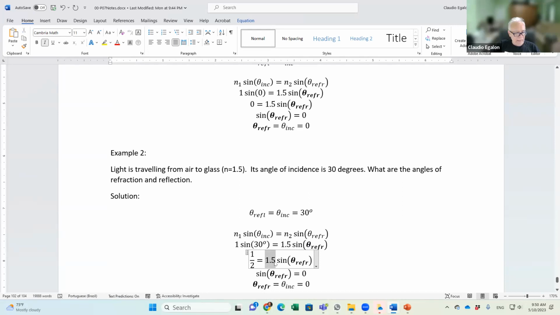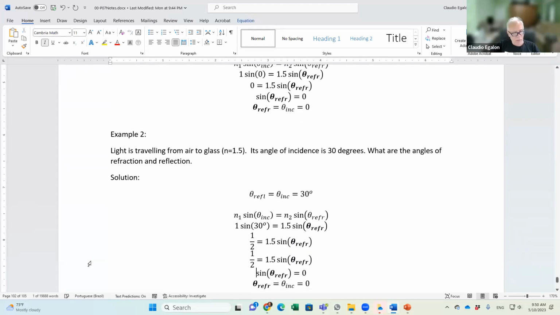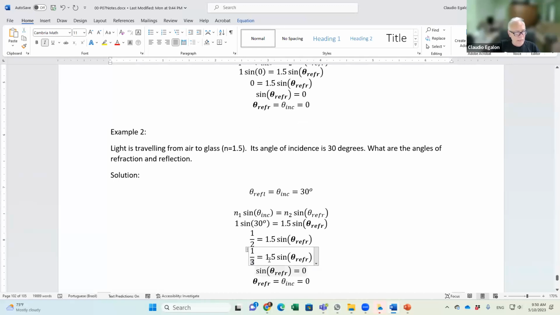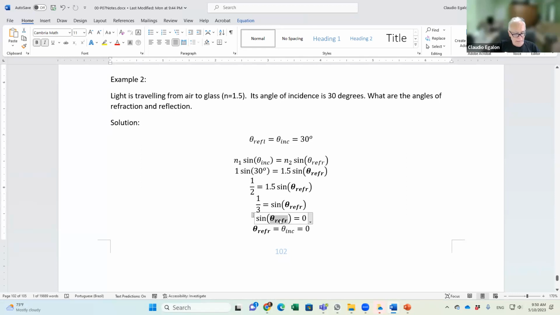Let's not forget that the refractive index is 1.5. So the sine of the angle of refraction becomes 1 divided by 3. And we have this angle of refraction as being the arc sine of 1/3. Then you can go ahead, look at your calculator, and see which angle it corresponds to. But I can assure you it's going to be less than 30 degrees, because it's moving towards the normal.